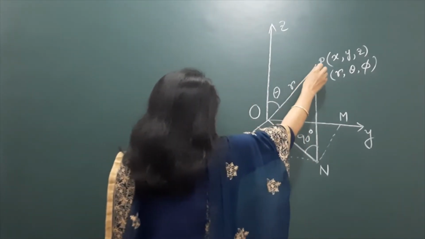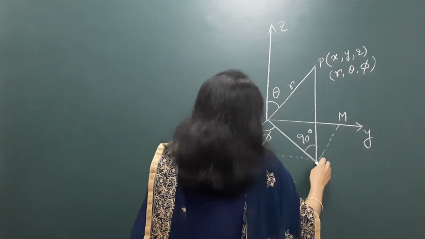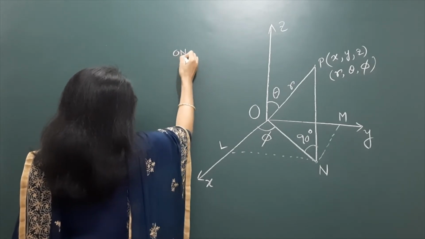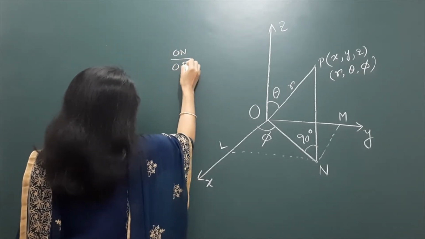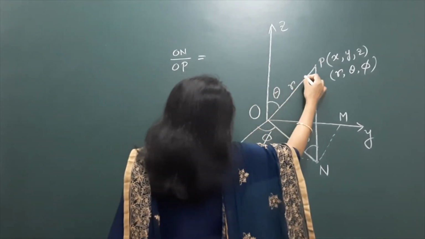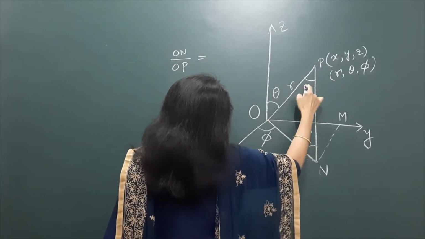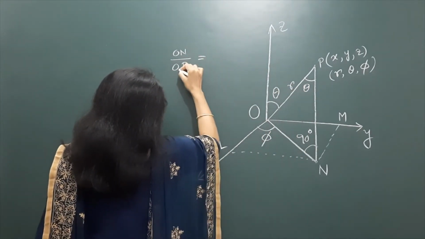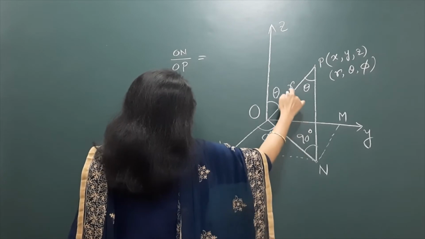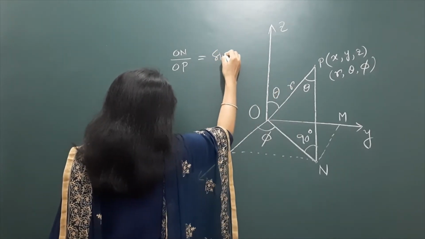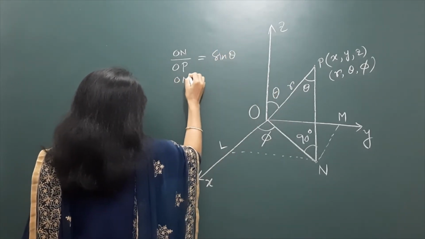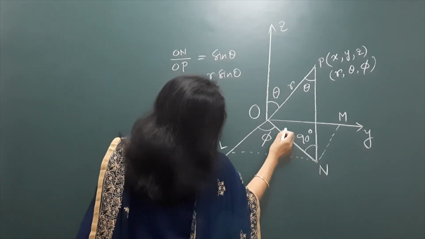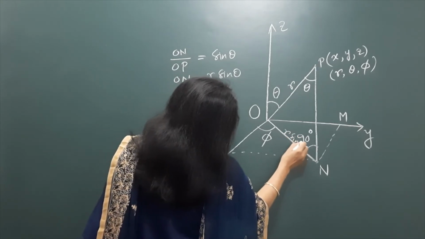So from the triangle OPN, we have ON by OP equals, this angle is theta. Why? Because these two are alternate angles and they are the same. So ON by OP, that is perpendicular by hypotenuse, is sin theta. So ON is R sin theta.